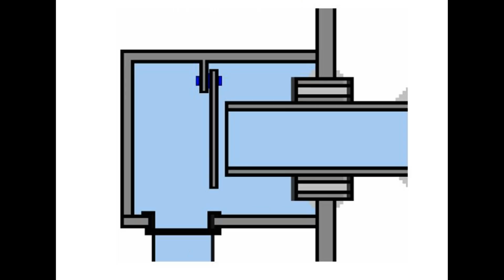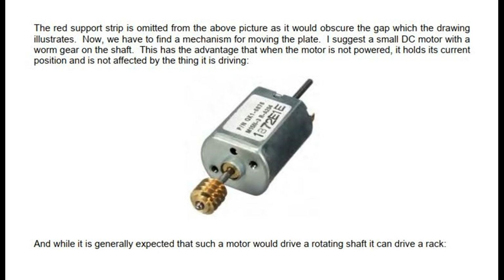The red support strip is omitted from the above picture as it would obscure the gap which the drawing illustrates. Now, we have to find a mechanism for moving the plate. I suggest a small DC motor with a worm gear on the shaft. This has the advantage that when the motor is not powered, it holds its current position and is not affected by the thing it is driving.